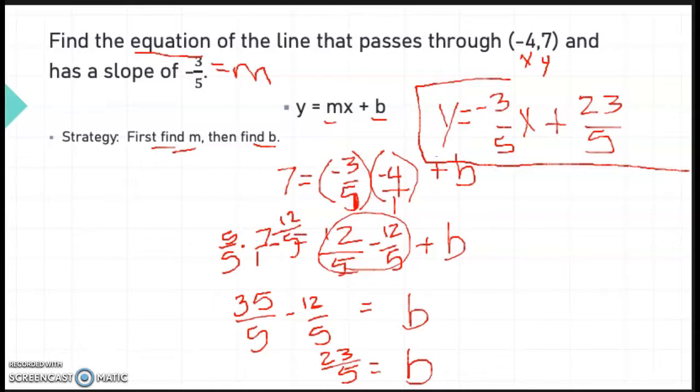Whew! I just went off the page. That's the equation of my line. All right, that's lesson 14.